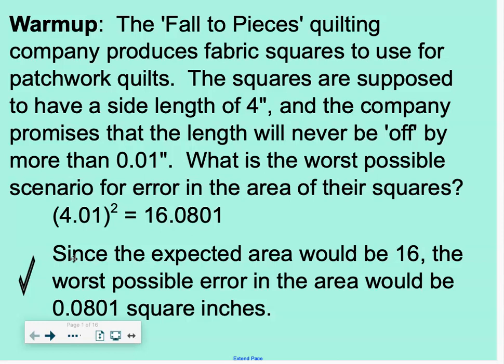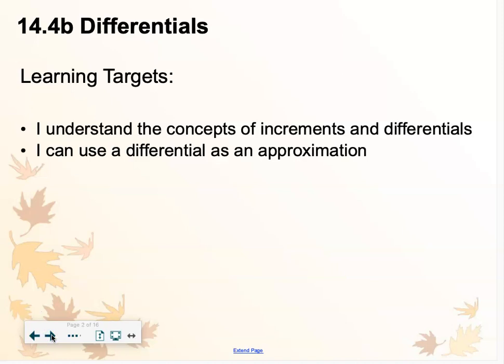Now, what's going to happen in this class is rather than having to do both the positive and the negative, the higher error and the lower error, we're just going to do the higher and say it's roughly plus or minus because they're close. They're always close. So we're not going to spend a lot of time getting all those decimals. We're usually just going to go up and call it good. So anyway, today, meaning Monday, we're doing 14.4b, which is all on applications of differentials.